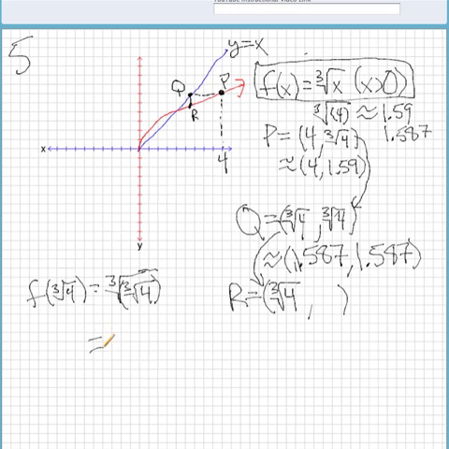And that's just going to equal the 9th root of 4. These are equal. So then we know the y coordinate is going to be the 9th root of 4. And if we do our approximations, the x is going to be the same as before, 1.587, and then our y is going to be 1.167.